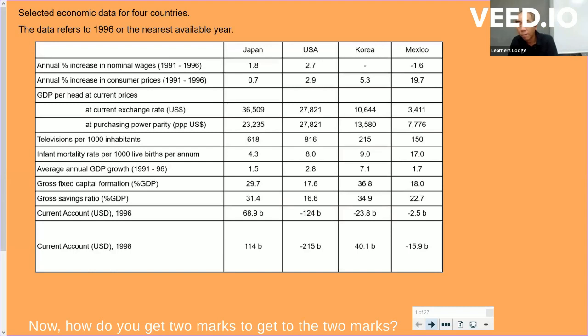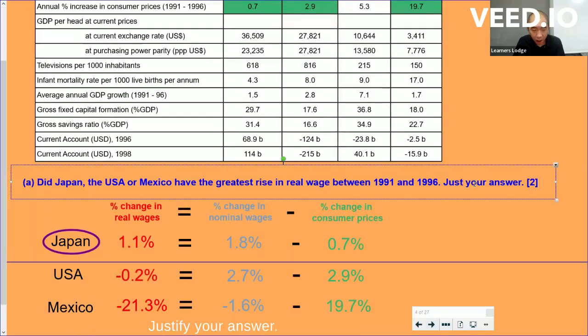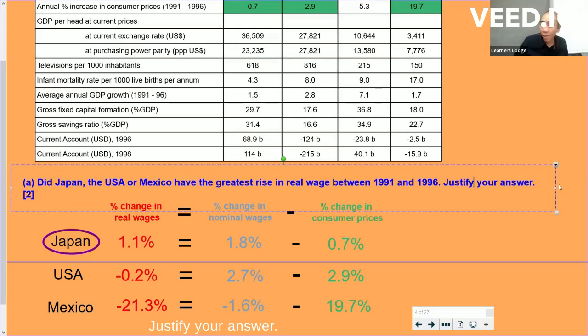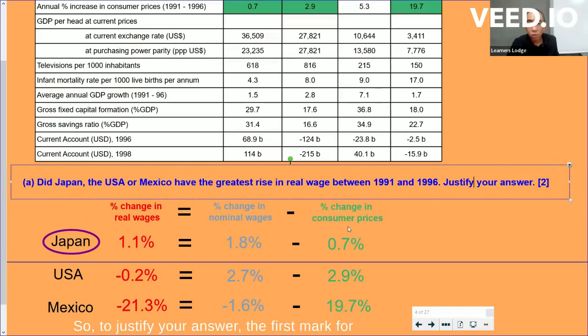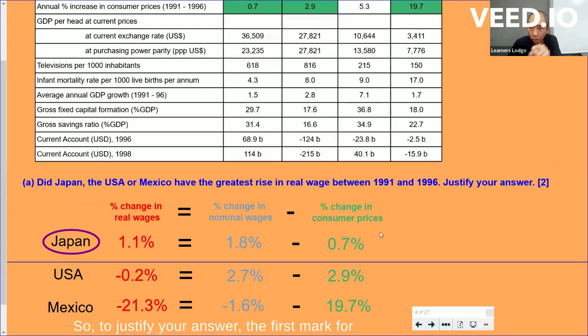Now, how do you get 2 marks? Sorry, there's a typo here. This is supposed to be "justify your answer". Sorry about that. So to justify your answer, the first mark for this question is to answer Japan as the country with the highest increase. The way to justify the answer is basically to invoke the formula to calculate the percentage change in real wages as percentage change in nominal wages minus the consumer prices. And then you just put in the values as part of your working to gain the other mark. All right, so this would be how you get the marks for the first question.